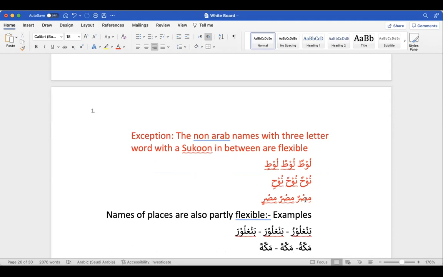Place names are also partly flexible. Okay, I'll add it in the note, inshallah, finally. So place names are also partly flexible. Okay, all the place names.